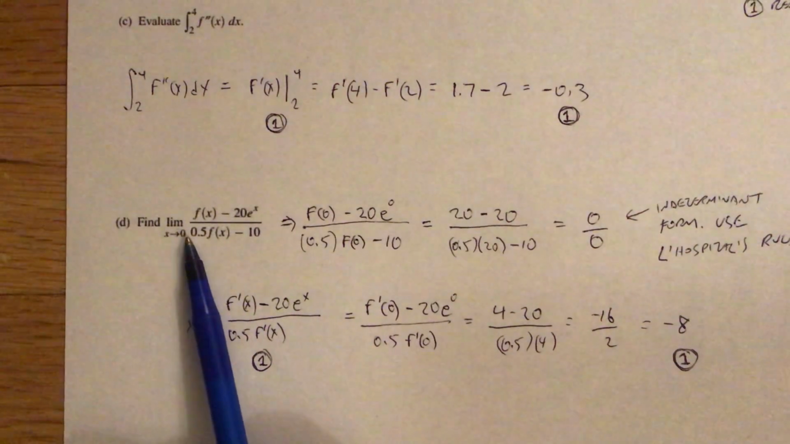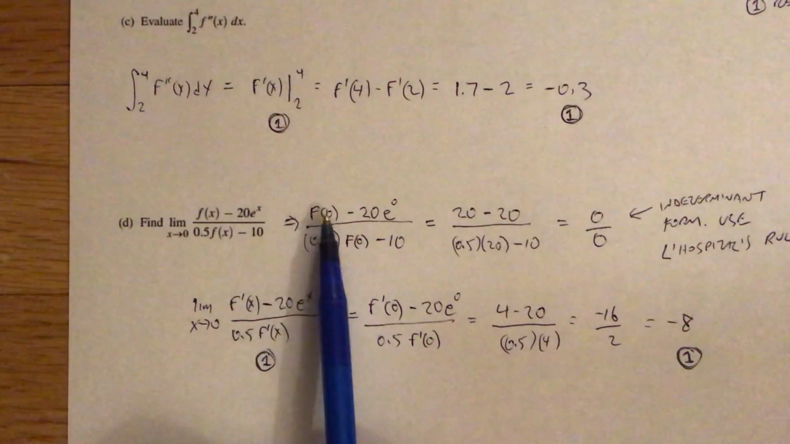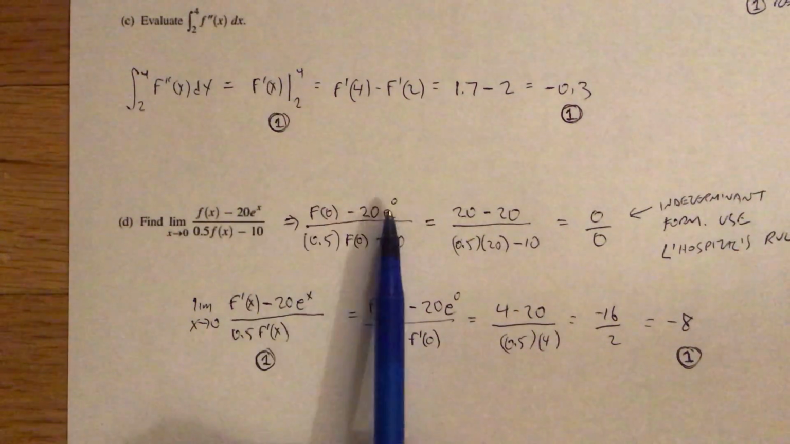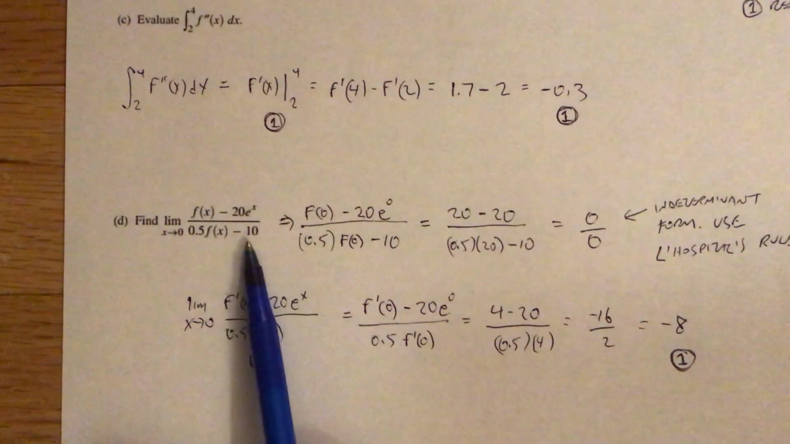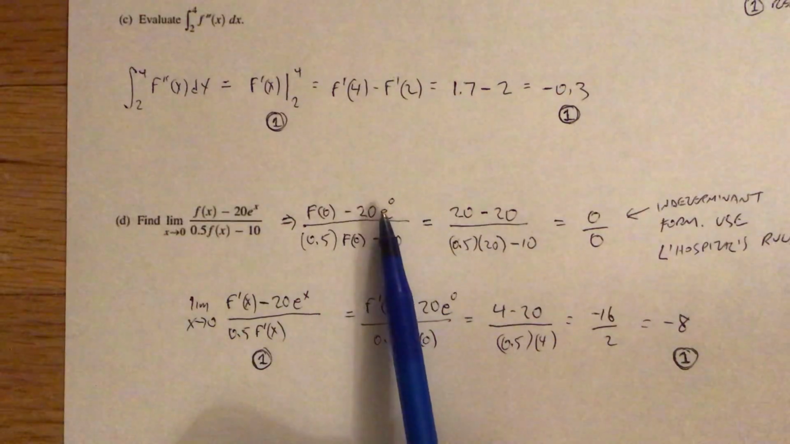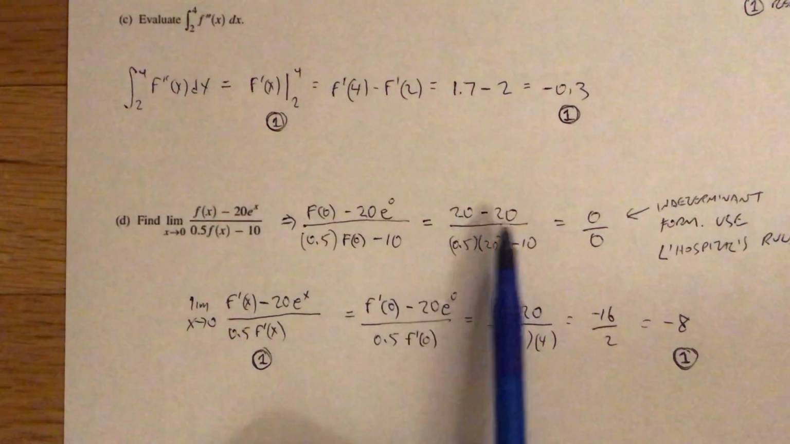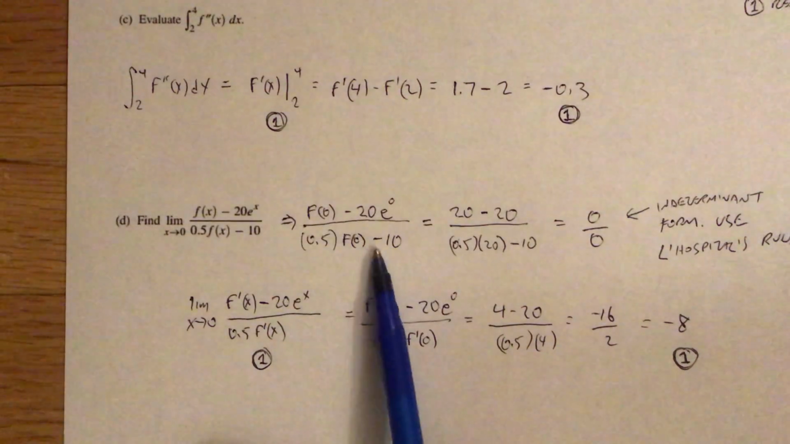Well, have the x go to 0, basically plug in 0, see what happens. Well, if we plug in 0, we get f of 0, 20e to the 0, 0.5 times f of 0, and then that minus 10 stuck that way. So now that the 0 is all plugged in, e to the 0 is 1, so this is just going to stay minus 20. I'm going to need to know what f of 0 is for the other ones.